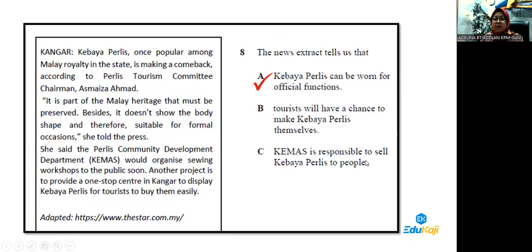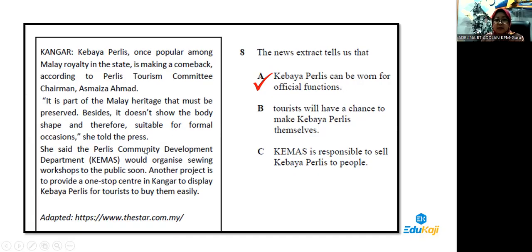And the last one for part 1. Okay, this is a newspaper excerpt about Kebaya Perlis. Alright, Kebaya Perlis. Corporate Malay royalty in the state is making a comeback according to the Perlis Tourism Committee Chairman. This is part of Malay heritage that must be preserved. It doesn't show the body shape and is therefore suitable for formal occasions. It's talking about a type of costume. Now, the news extract tells us that, again, this question is asking a general idea of the text. So the answer is A. Kebaya Perlis can be worn for official functions. So why is this the answer?